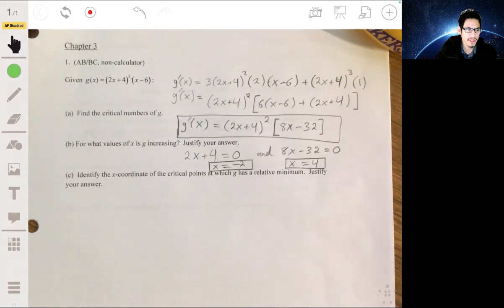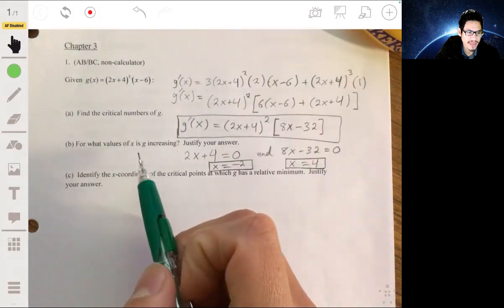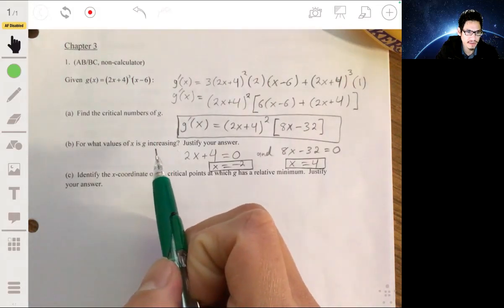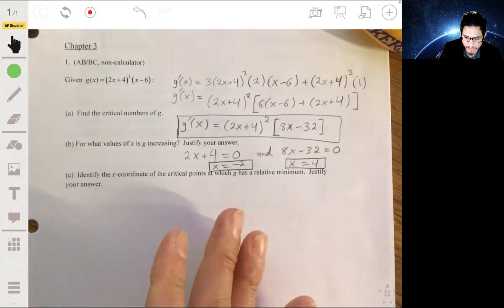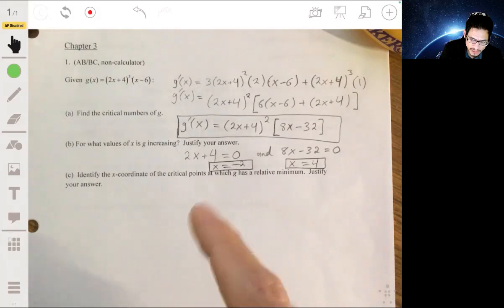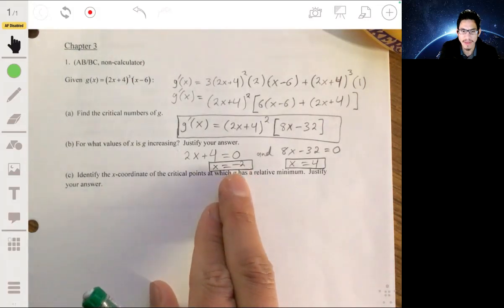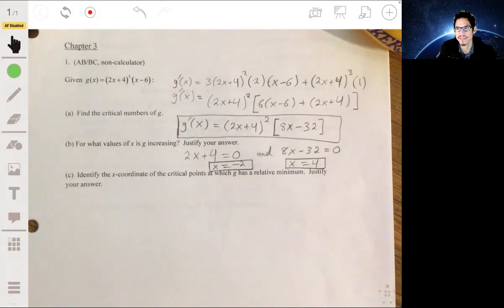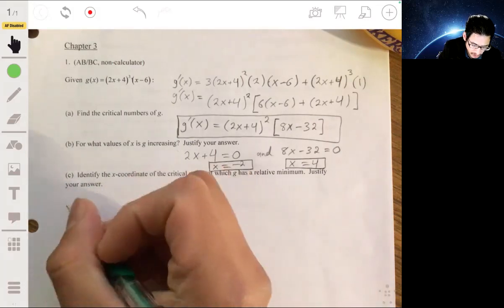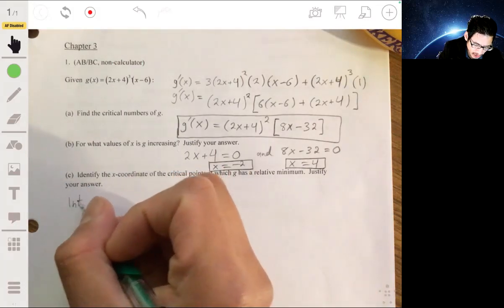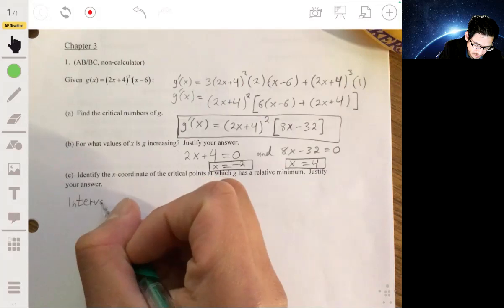All right, now in part B, it's asking for what values of x the function g is increasing. Like, where is it increasing? And that's what the critical numbers are usually used for, because this tells you where there could be a potential maximum or minimum, or maybe just a weird concavity. Something is going on here, or something possibly could be going on there, which is going to be important.